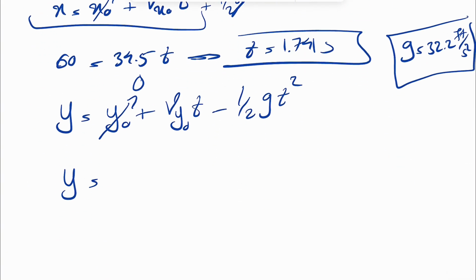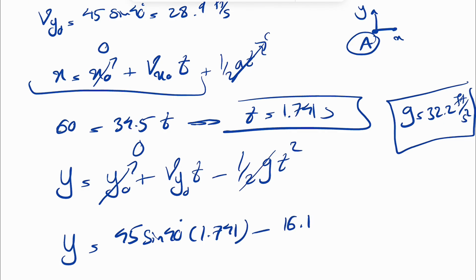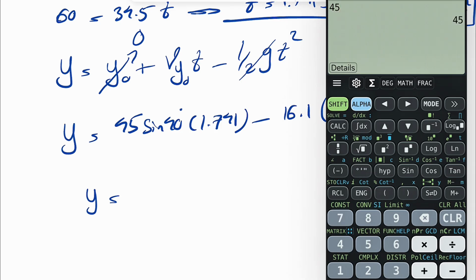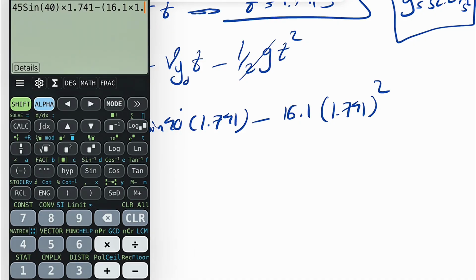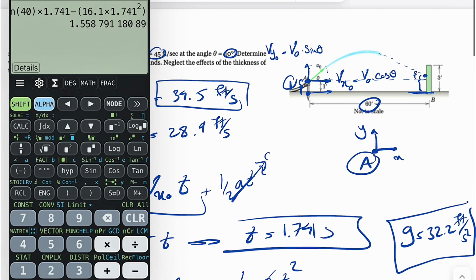So y equals vy0 t minus 1/2 g t squared. Again, to avoid rounding problems, I'm going to put in the actual values: 45 sine of 40 times 1.741, minus 16.1 times 1.741 squared, since 32.2 divided by 2 is 16.1. Let's see what we get. The y here would be 1.559 feet.